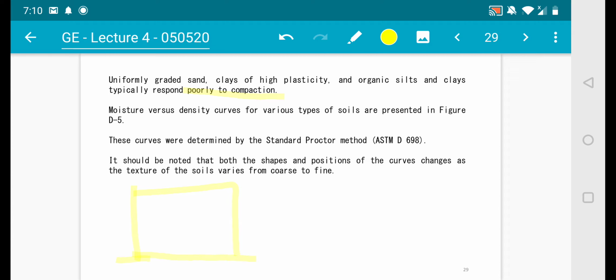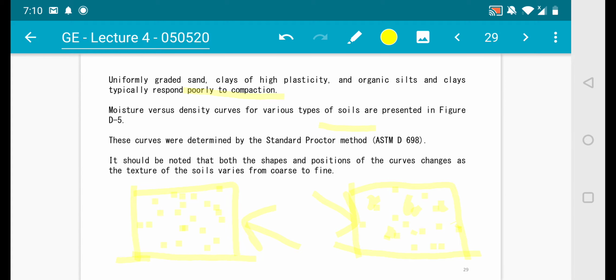Let's just imagine uniformly graded sand. It means it consists of the same size, as compared with a sample which has big and some small particles. This one responds poorly to compaction, whereas this one, which is a non-uniformly graded sand, responds well to compaction. So you need to draw it out to get a clearer understanding of different types of soil with respect to compaction. Now, moisture versus density curves for various types of soils are presented in figure D5.